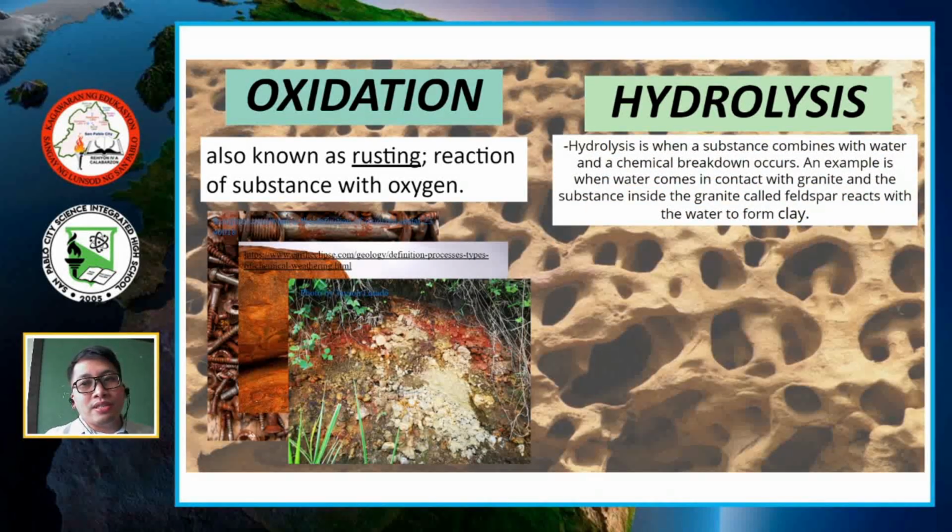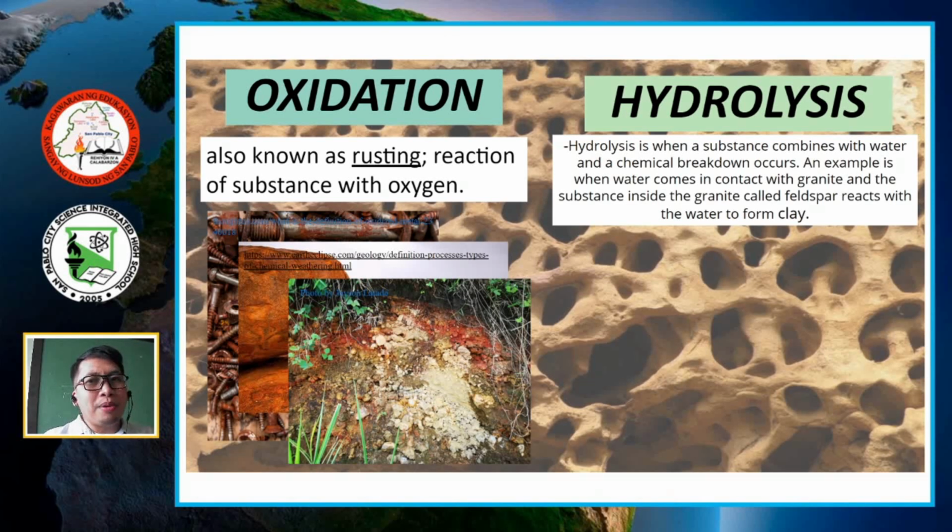Lastly is the hydrolysis. Hydrolysis is when a substance combines with water and a chemical breakdown occurs. An example is when water comes in contact with granite and the substance inside the granite called feldspar reacts with the water to form clay. Hydrolysis or the reaction with water.